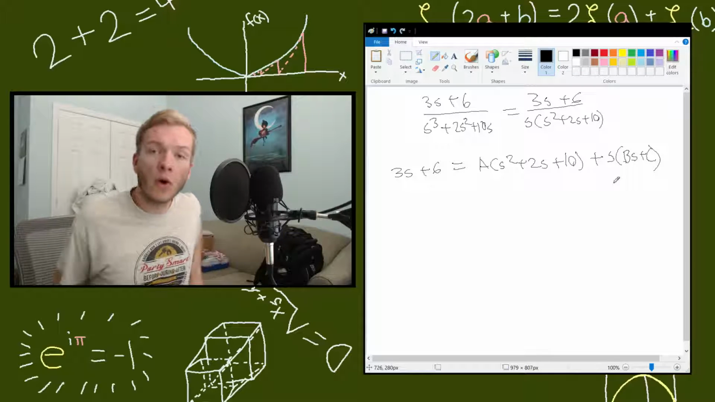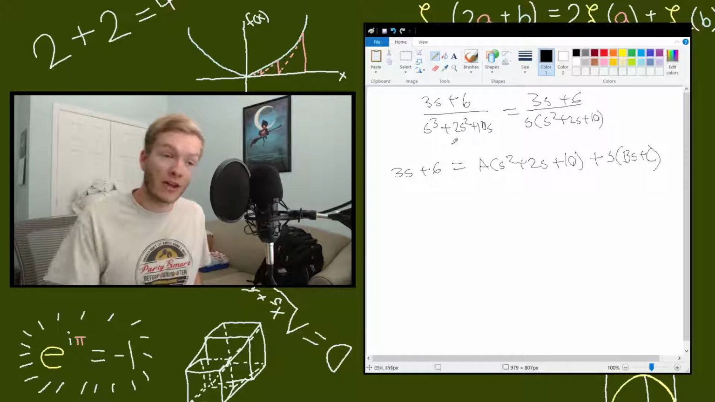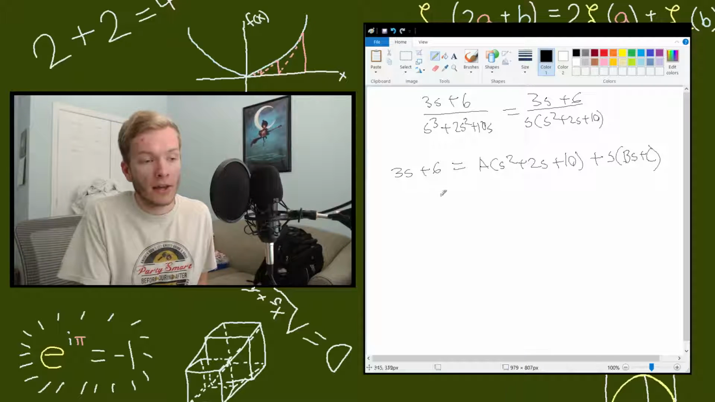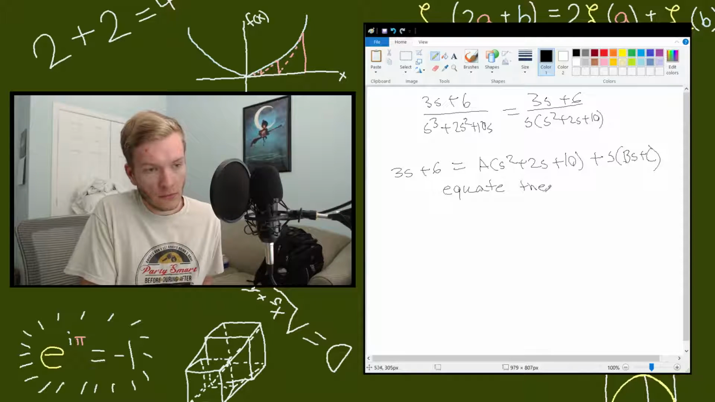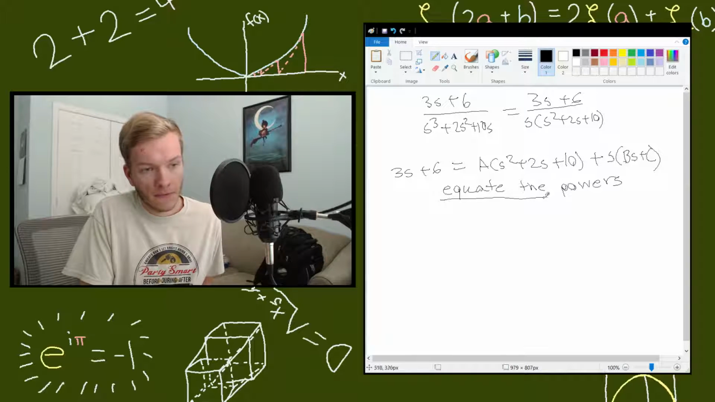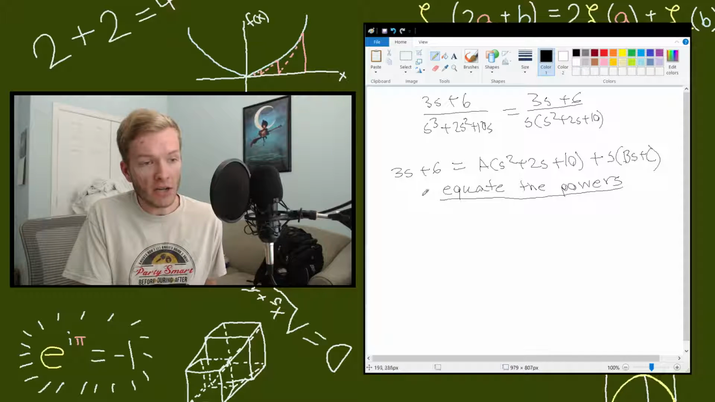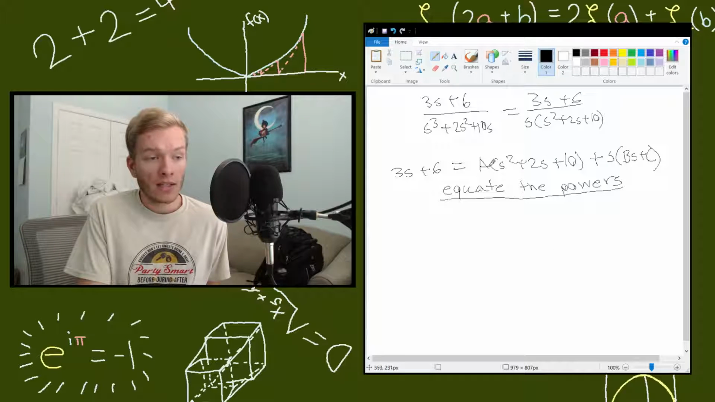So let's go the final route of solving this, and hopefully we will get to the correct answer this time. The final route of doing this is, like I said, to equate all of the powers. So what we're going to do is look at each individual power of this and see which ones add up to what. So let's start with the highest power.